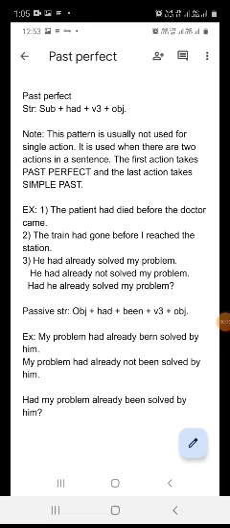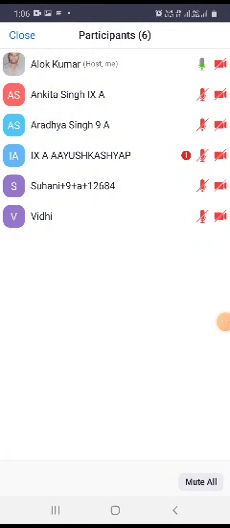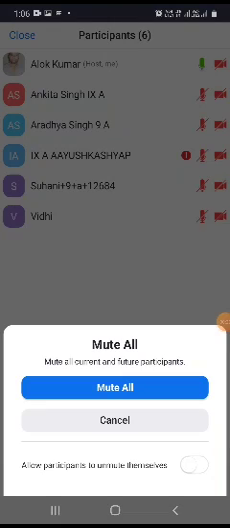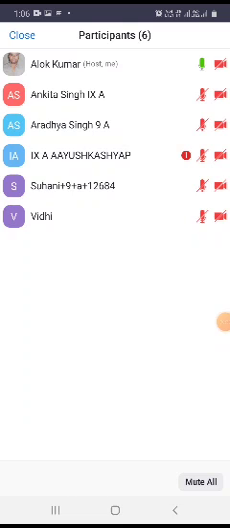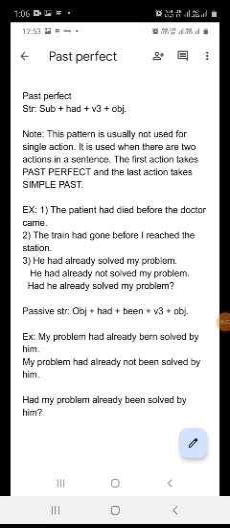So this is the structure of past perfect on the screen, which you can see. I have unmuted now. All of you, you can speak. In class, we completed past continuous. Am I right?